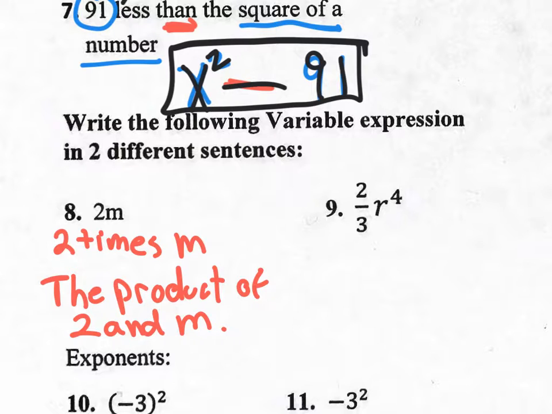And likewise, number 9, we could use the word times. We could say 2/3 times r to the 4th power, or you could also write the product of 2/3 and r to the 4th power.